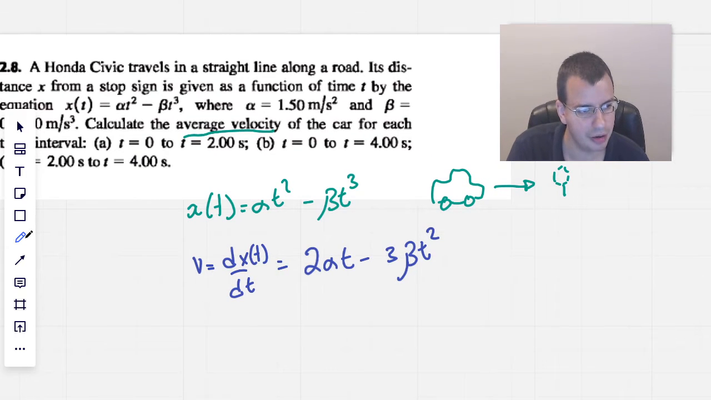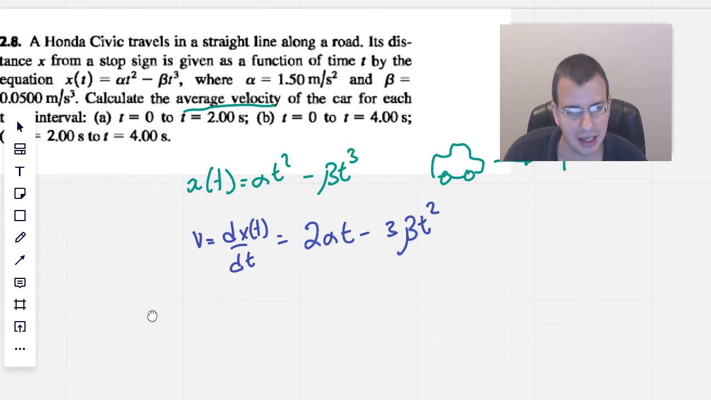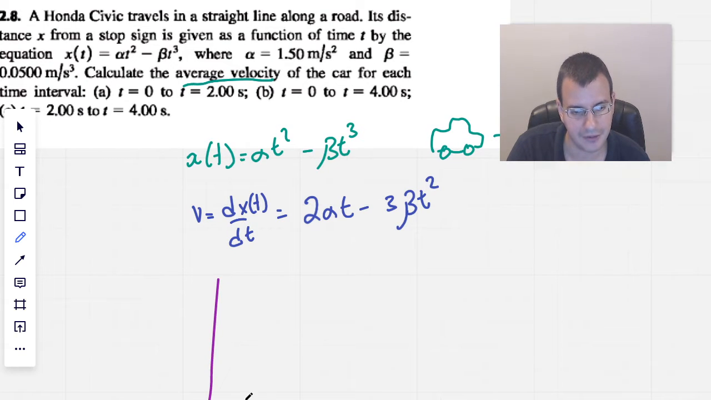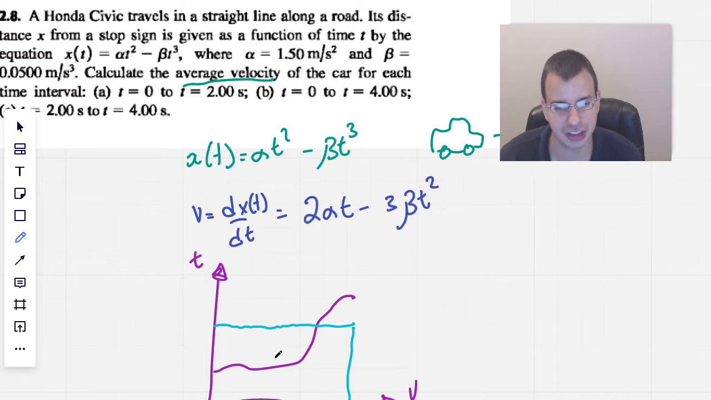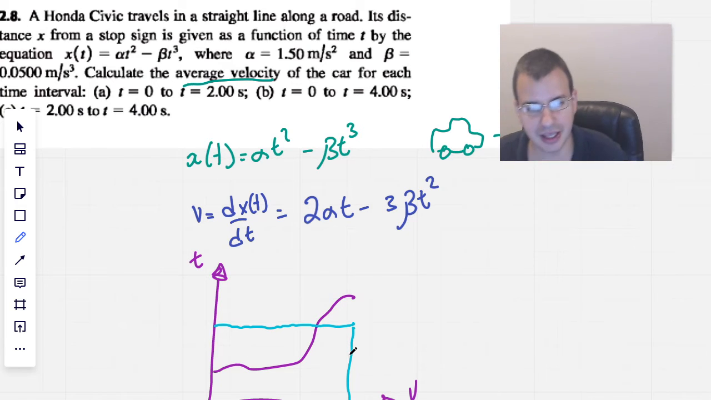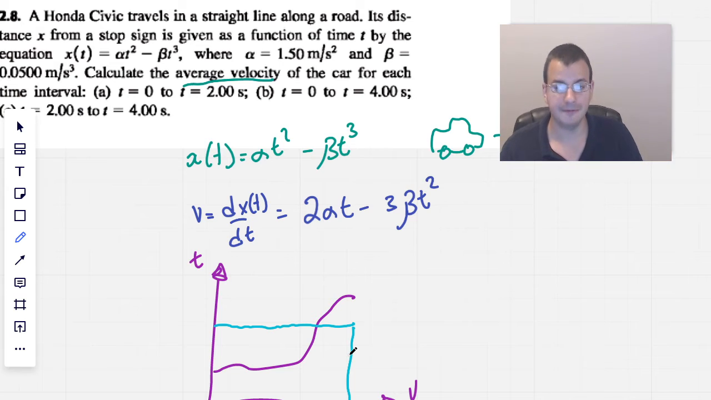If we draw this out, this will be velocity versus time, and velocity might look something like that. The idea with the average is that if you looked at all the area under the curve, and then reformed that area into a rectangle, that would give you the average velocity.